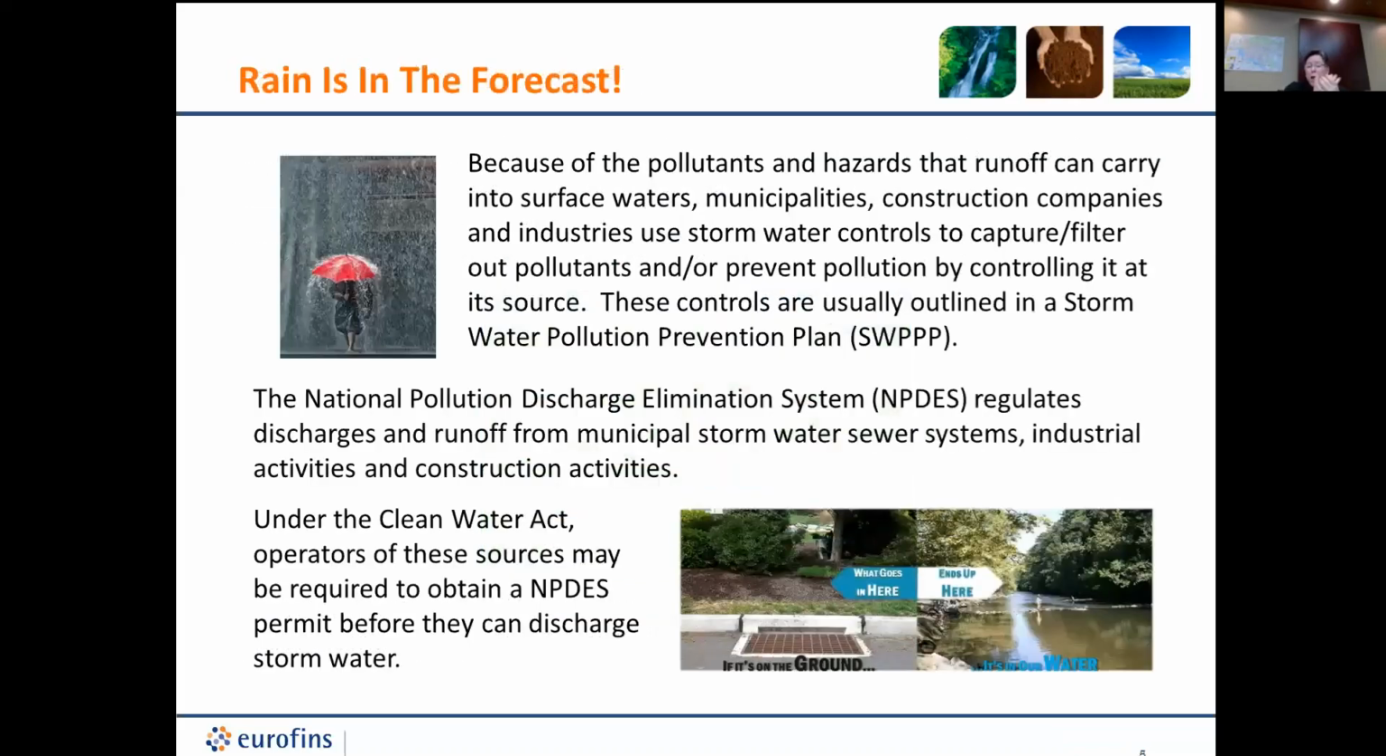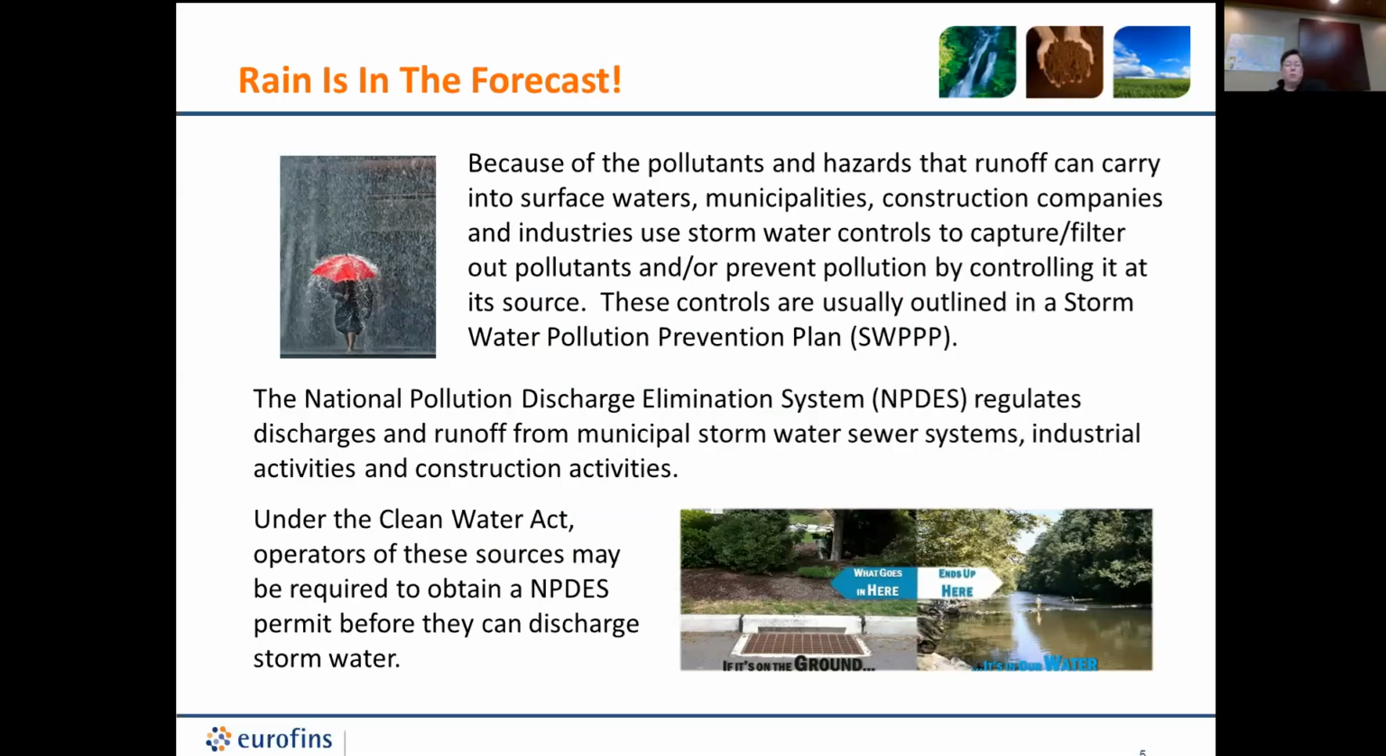So rain's in the forecast. Because of the pollutants and hazards that we know runoff can carry into these surface waters, folks like you, municipalities, construction companies, industries, you use controls to help capture and filter out these pollutants, and you try to control it at its source. Oftentimes, you will have a stormwater pollution prevention plan, a SWPPP.